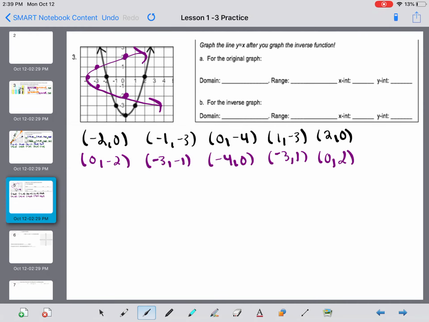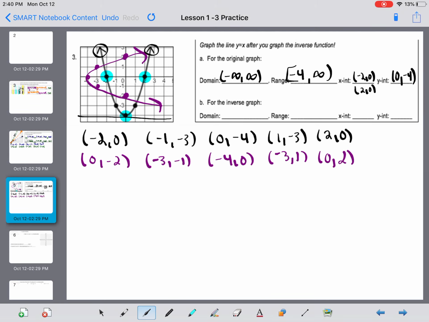So the domain of the original, there's an arrow on the left, arrow on the right, that's going from negative infinity to positive infinity. The range for the original, the lowest it goes is -4. Then we have those arrows on the top, so it's going from -4 to infinity. This has two x-intercepts. One of them is -2, 0, and the other one is +2, 0. The y-intercept is right there. It is 0, -4.